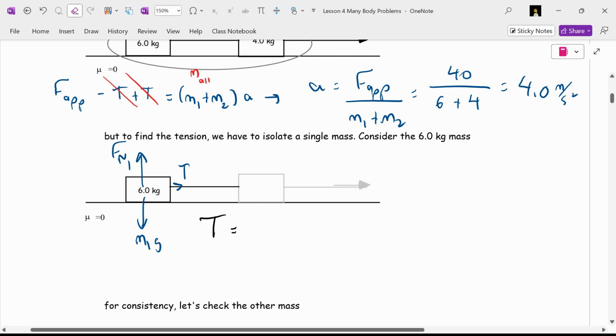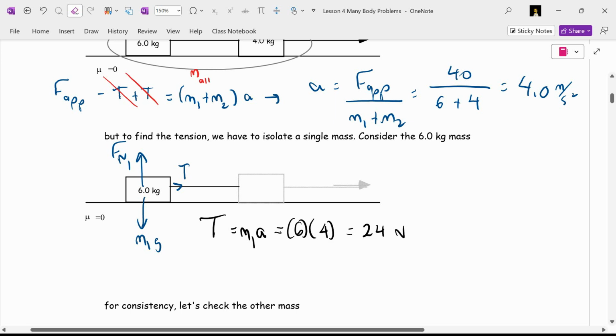Equals, now we're only looking at one mass, so it's not going to be M all A, it's going to be M1A. What was M1? 6. What was A? 4. What's the tension? Maybe in your head without a calculator? 24 newtons.